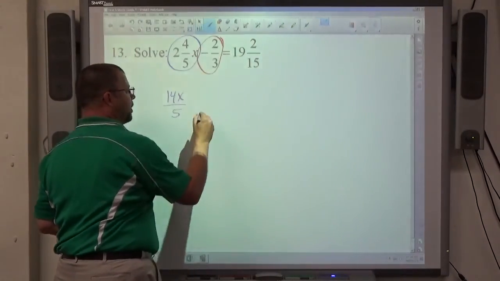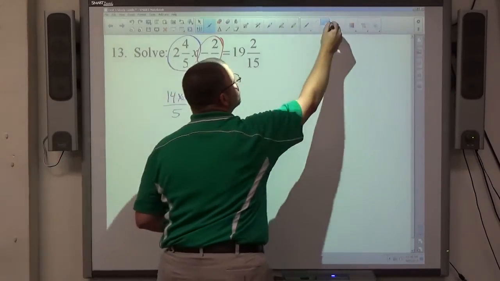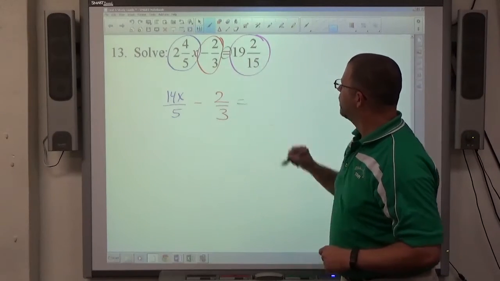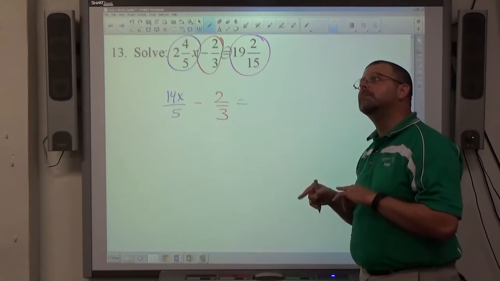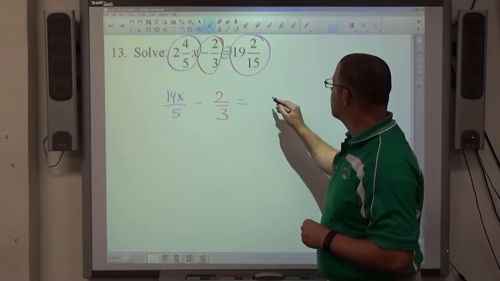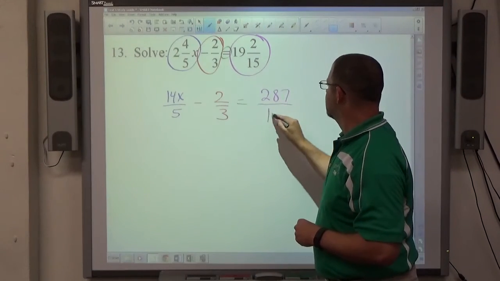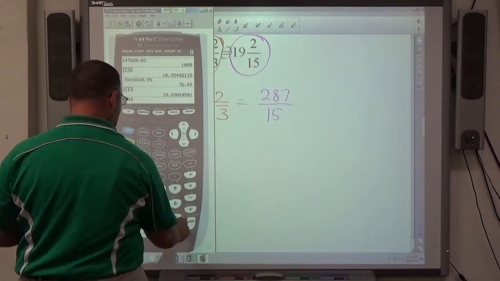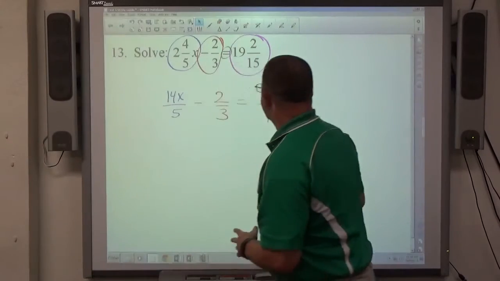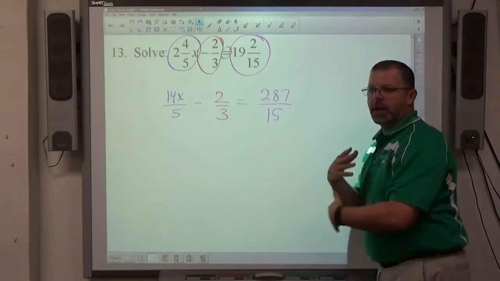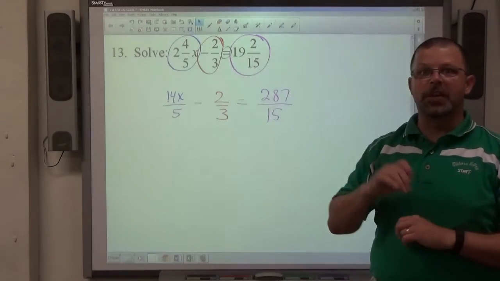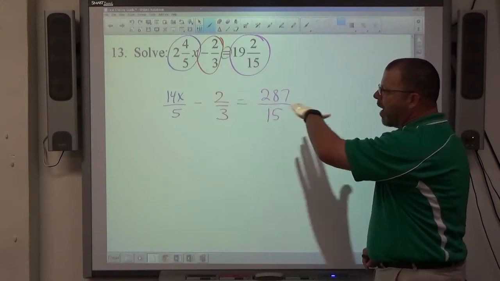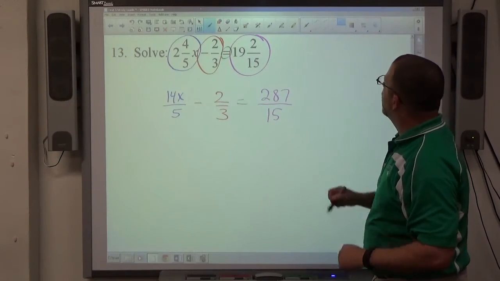Minus 2/3 is behaving itself, so it's going to stay minus 2/3. Equals is just equals. And then 19 and 2/15. 19 times 15 is 285 plus 2 is 287. Let me check my math on that real quick. 19 times 15, 285, perfect. Okay, so a little bit bigger numbers that time. So again, if you want to do it in your head, fine. Use a calculator to verify, fine. Or just have a calculator do it for you, fine. But just give me a correct improper fraction equation here.